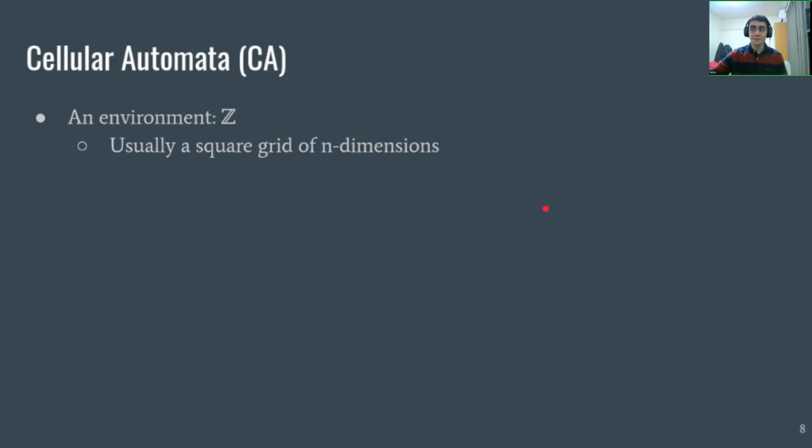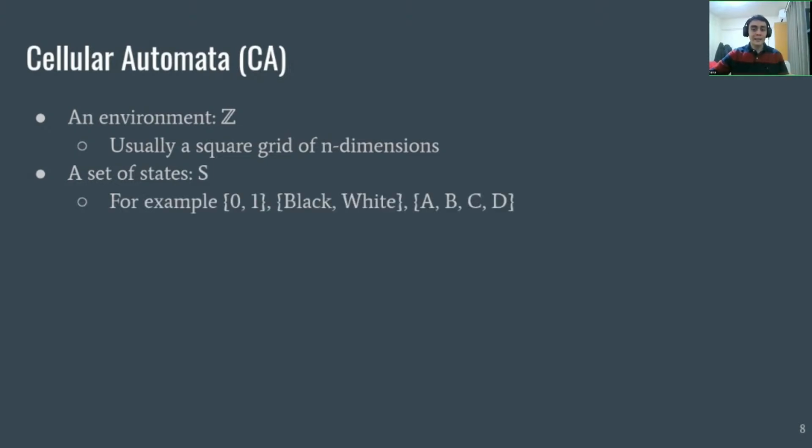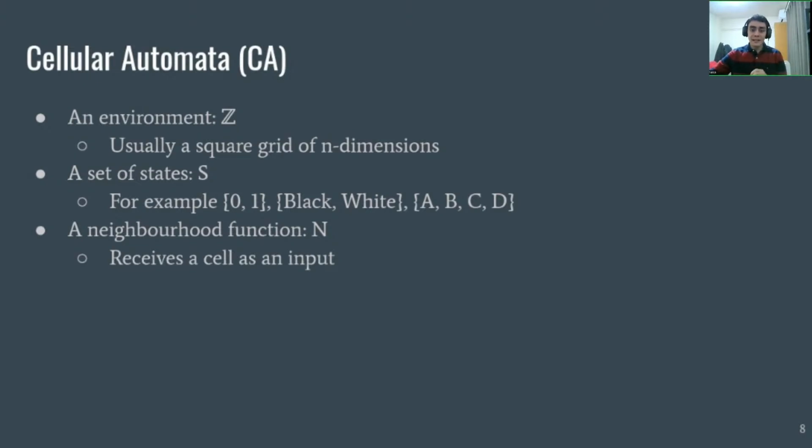A cellular automaton has 4 components. The first one is the environment itself, a grid with any number of dimensions. The second component are the states that each cell can have: 0 or 1, black or white, A, B, C, or D. They can be anything, and they can be more than 2. The third is a neighborhood function. It basically says what are the neighbors of a specific cell. It's a function that receives a cell as an input and outputs the states of its neighbors.